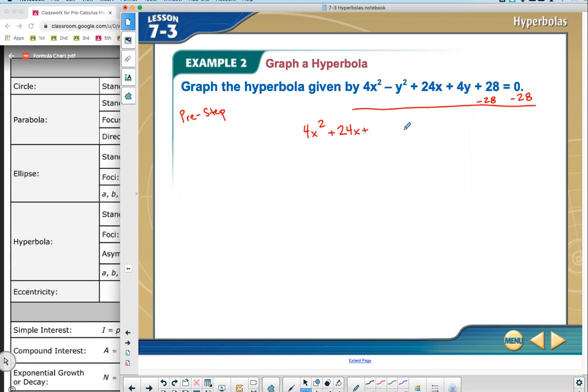And then I will have a grouping for the y's. So I have a negative y squared plus 4y. And then I want to have another blank, because we'll have to complete the square there, equals a negative 28. And since I added 2 blanks on the left, just to be consistent, I will add 2 blanks on the right. 1, 2. That's my pre-step. From there, we go into our 4 steps.